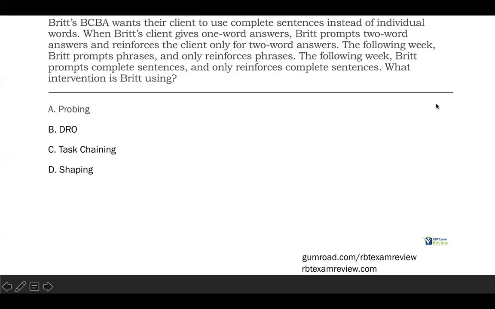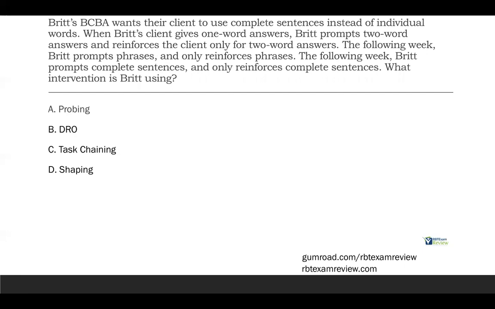All right. Brit's BCBA wants their client to use complete sentences instead of individual words. Brit's client gives one word answers. Brit prompts 2 word answers and reinforces the client only for 2 word answers. The following week, Brit prompts phrases and only reinforces phrases. The following week, Brit prompts complete sentences and only reinforces complete sentences. What intervention is Brit using?